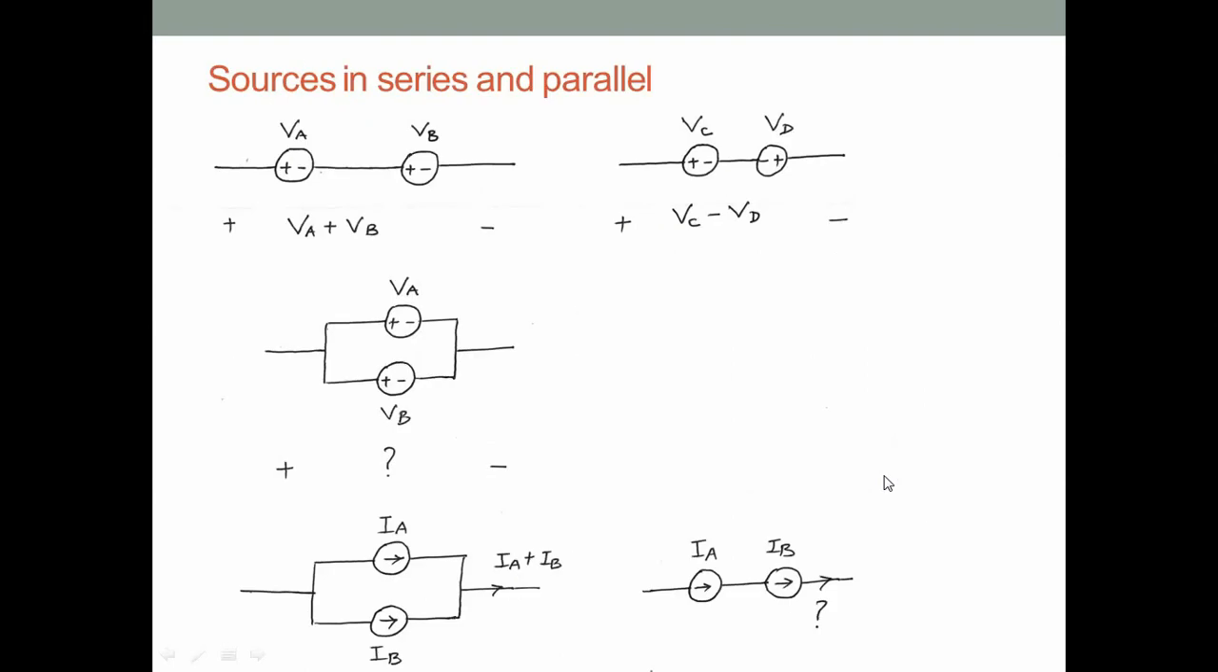Alright. Last thing in this lecture is what happens when we connect voltage and current sources in series and parallel. So let's say we have two voltage sources like this, and they are connected in series, VA and VB. Then we know that the voltage across the combined series combination is VA plus VB. On the other hand, if the voltage sources are connected like this with the polarities opposite, then the combined voltage will be VC minus VD. Alright, you need to know this, so I'm just revising this.